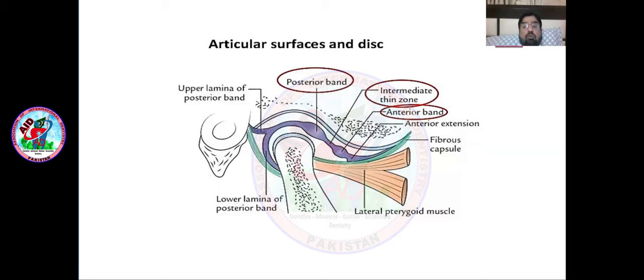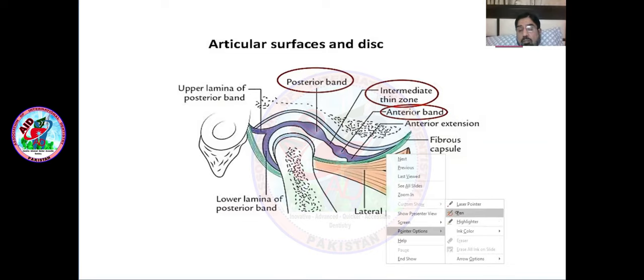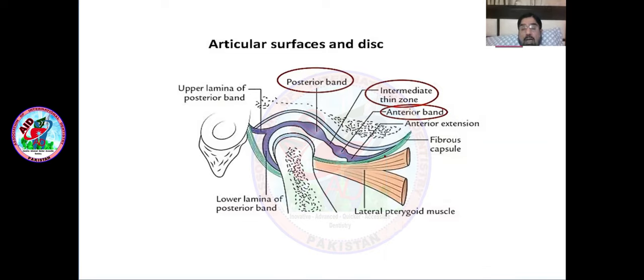Now you see this photograph again. See here, there are three zones, that is anterior band, intermediate zone, and posterior band. The condyle is placed in a rotation way at the posterior level. You see the lateral pterygoid muscle is attached here. Right here you see, these are the fibers of the lateral pterygoid muscle.